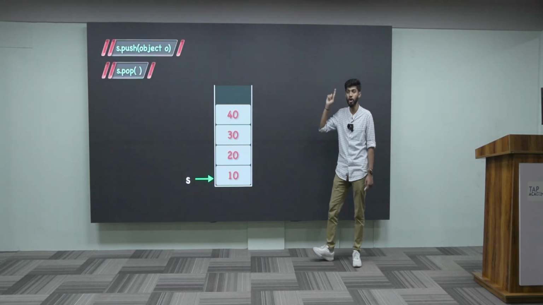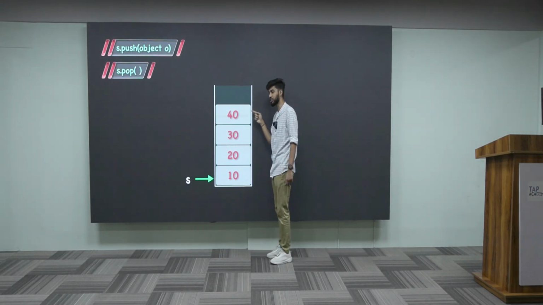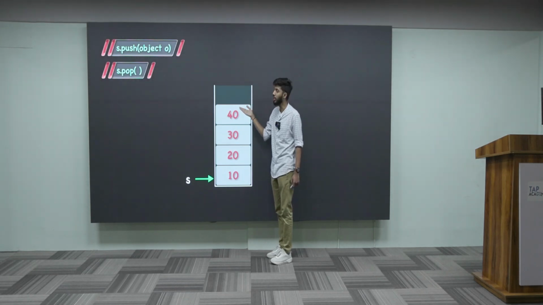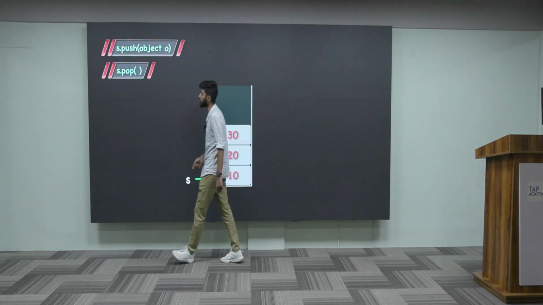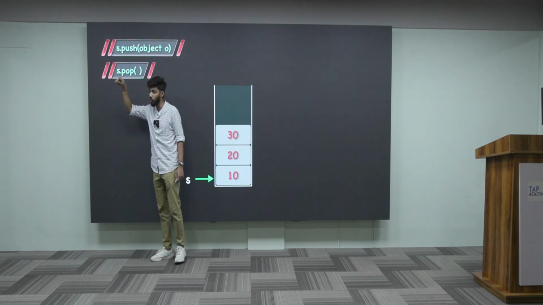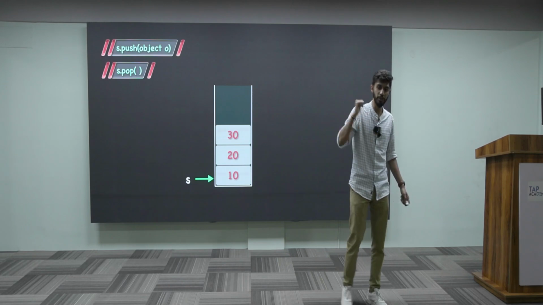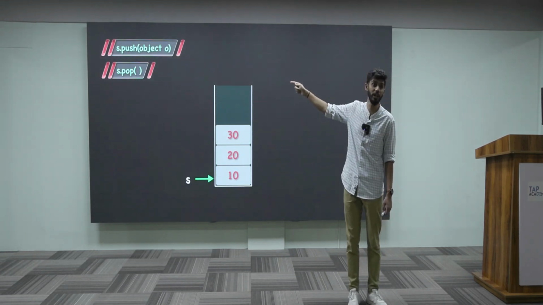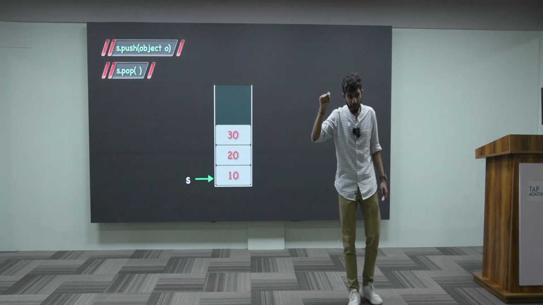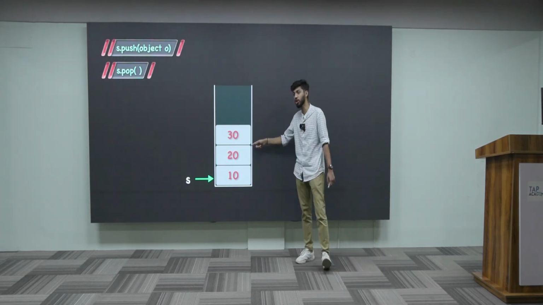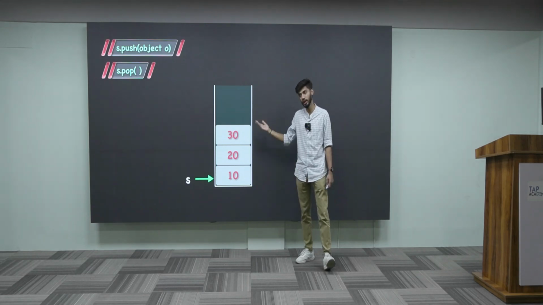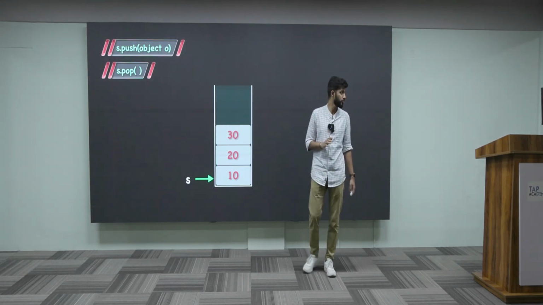So if you say s.pop, whatever element is on the top of the stack will be popped out. Not just popped out, the pop method will also return whatever it popped. What did it pop just now? 40. So it will return 40. What will the return type be? Not integer, object. Because I can add any object, not only integers. Is that clear to you?